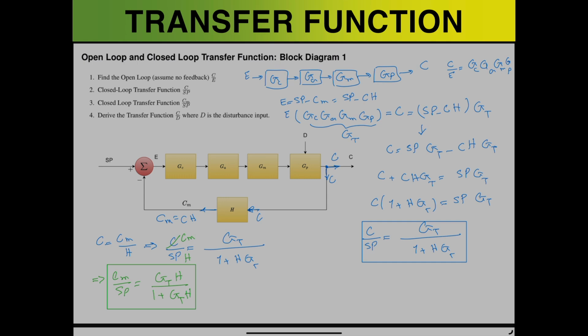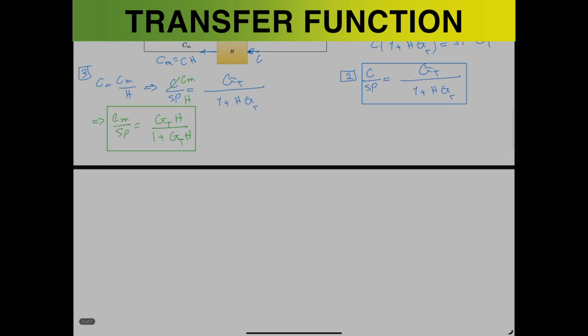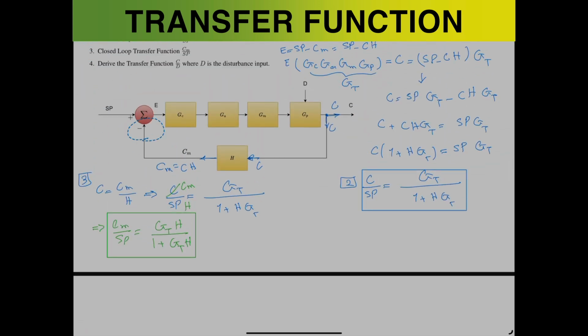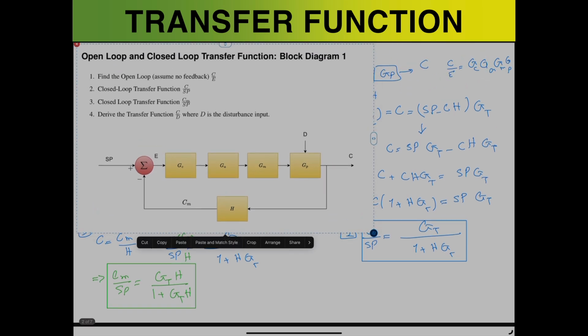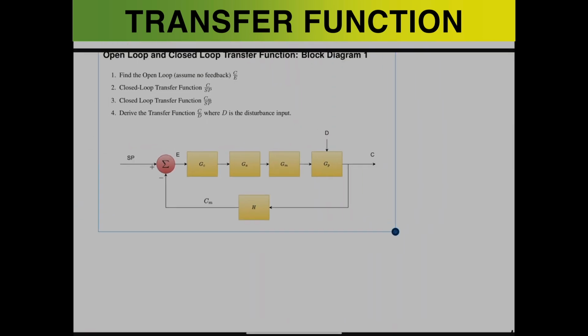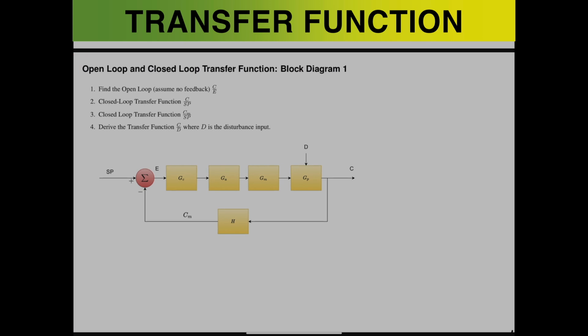So here is part 3. This was part 2 indeed. Now, the final part of the question is derive the transfer function C over D, where D is the disturbance input. So this now will become a completely different question. I'll be copying this and try to solve this question.